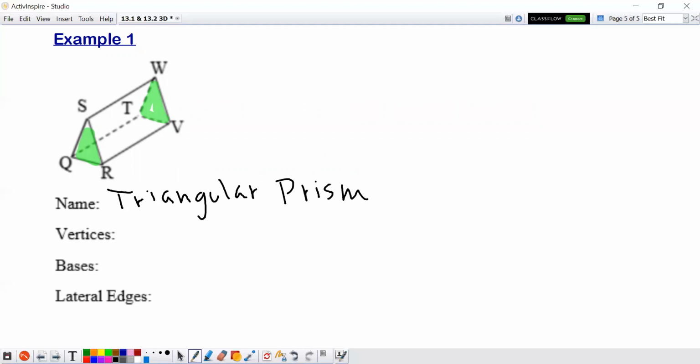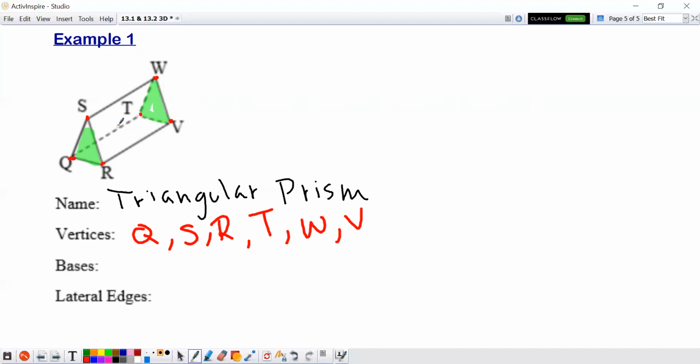The vertices are going to be all the corners of your shape. So my vertices are going to be all these corners. Those are known as vertices. So Q, S, R, T, W, and V. For your class pick assignment, you're asked to write them down in alphabetical order. That way it'll come in right whenever you type in your answers.